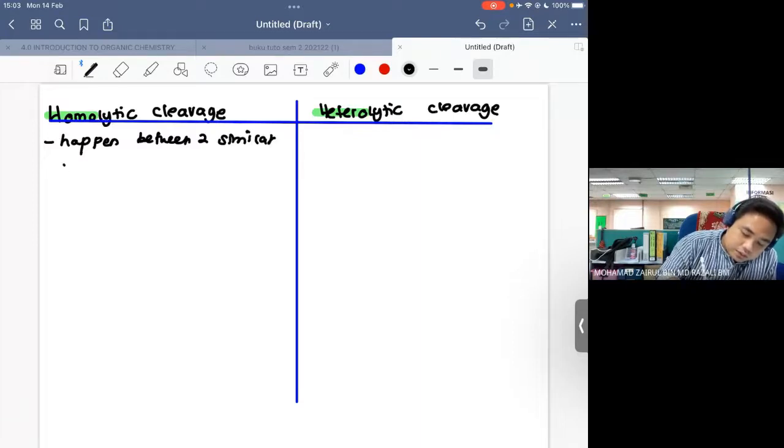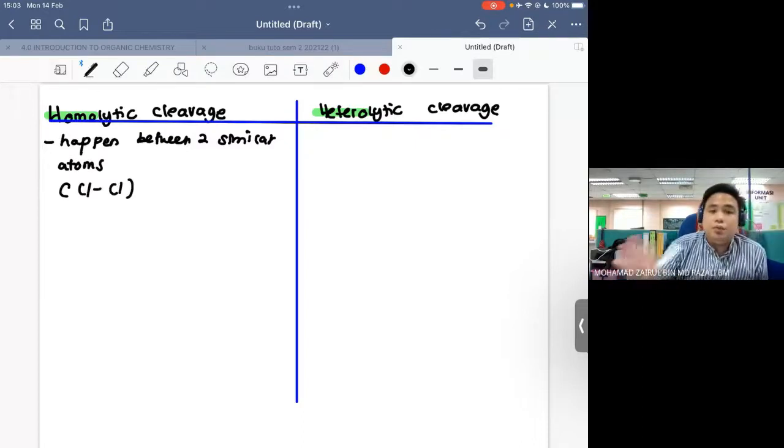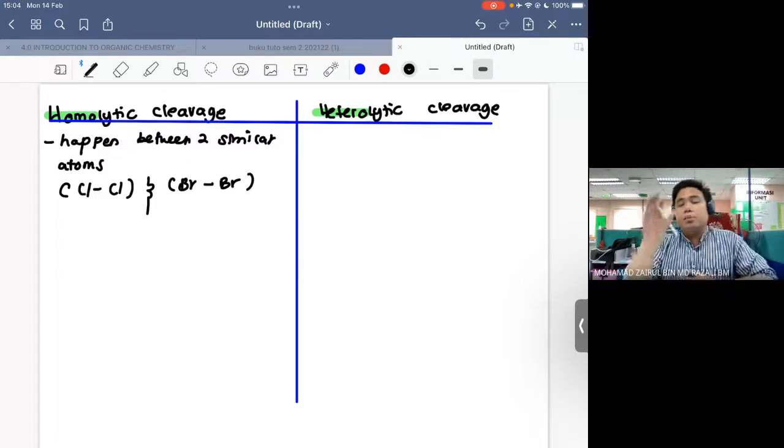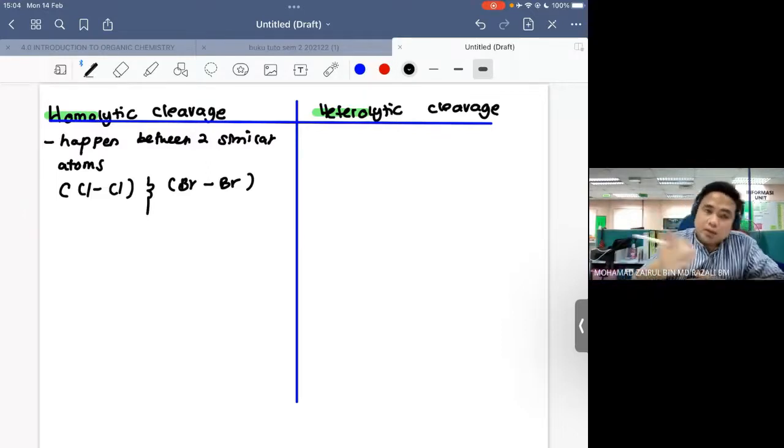So for example, kita ada macam Cl2. So since both Cl itu are made up of the same atom, so we have a same electronegativity. So dia akan undergo homolytic cleavage. Another example macam Br2 molecule. So Br2 molecule also, since both are made up of the same element, same electronegativity, so they will undergo homolytic cleavage.